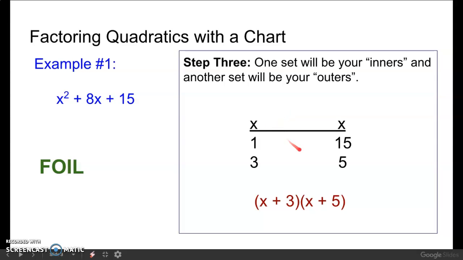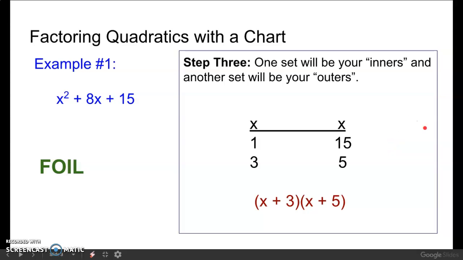So remember I said one set is going to be 5 and x, another one is going to be 3 and x. So I decided 5 and x will be my outers, so x here and positive 5 here, and x and 3 would be my inners. Right? It doesn't really matter. If you had gone the other way around, you would have had just x plus 5 first times x plus 3. That's going to be the same. All right, so that's really the process.